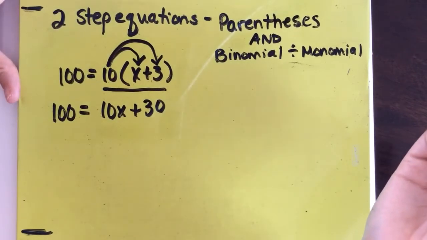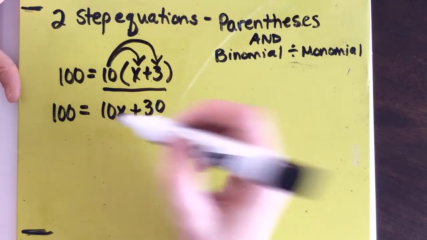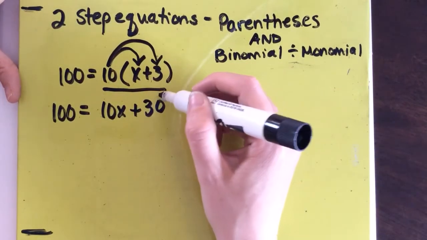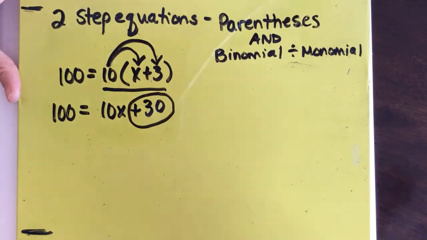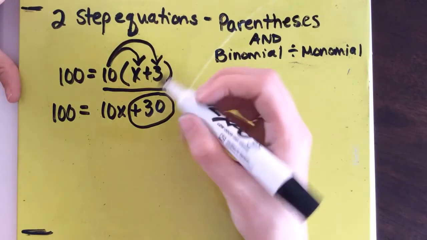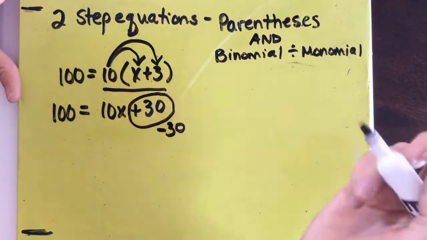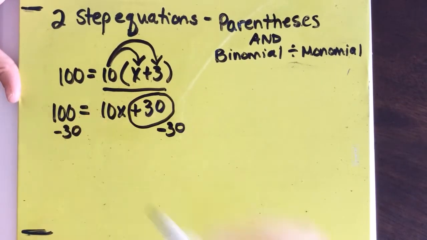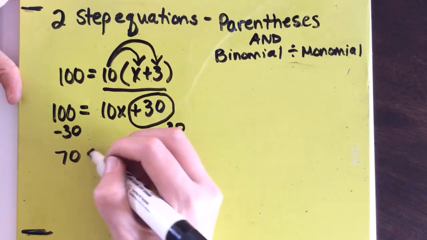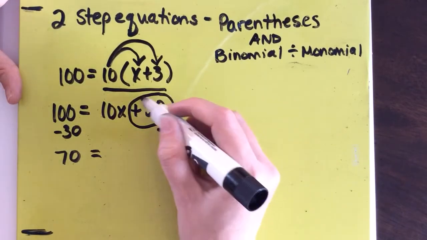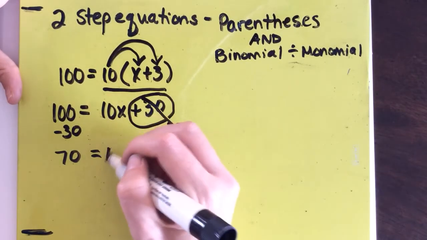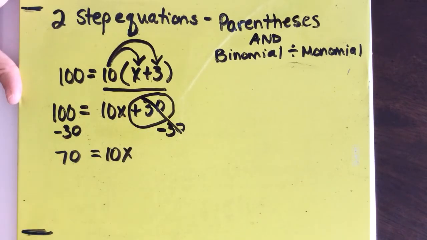The first thing I would deal with here in trying to isolate my x is this plus 30. So I want to get rid of my plus 30. I'm going to do the inverse operation, so I'm going to subtract 30. So 100 subtract 30 gives me 70. And on this side, my 30s cancel out to 0, so I end up with 10x plus 0. But we don't need to write the plus 0.